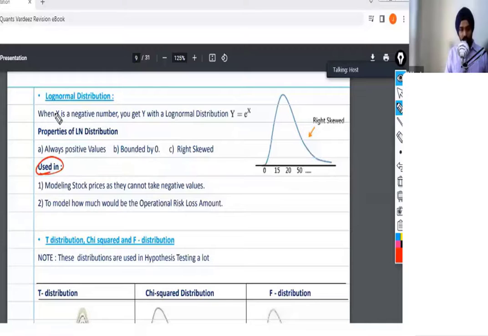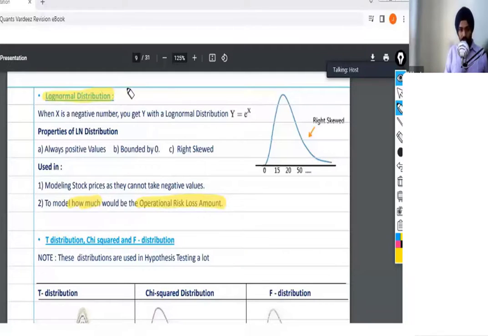What are the uses of log normal distribution? As I said, stock prices, that's the very first usage: modeling the stock prices, because we know for a fact that stock prices cannot take negative values. Second thing, in your operational risk chapter, you would see that log normal distribution is used to understand or find out how much the operational risk loss amount is. How much is my amount?